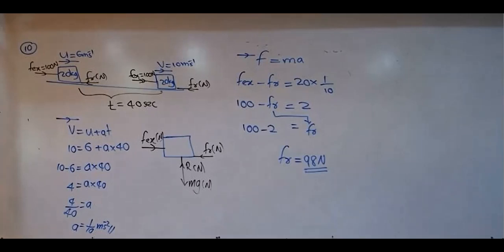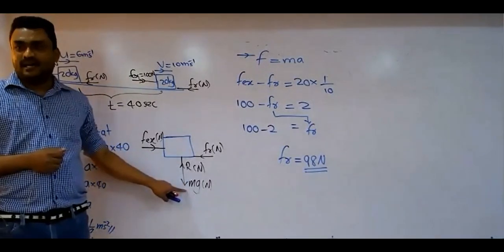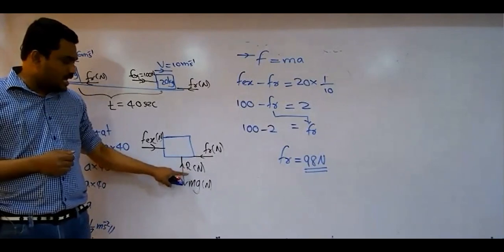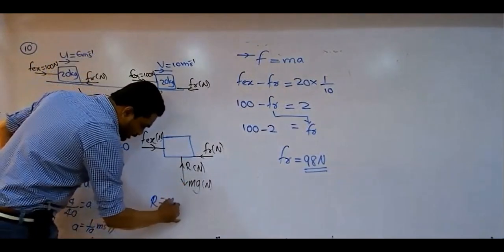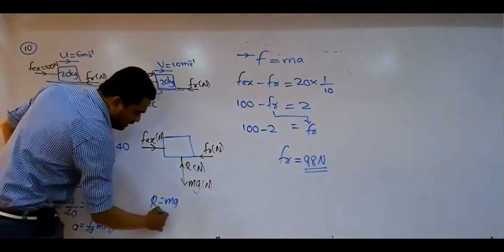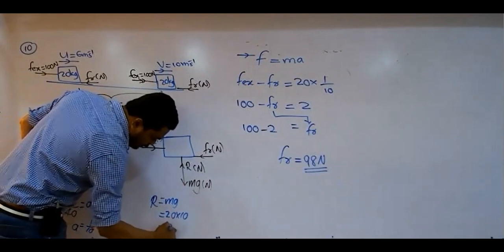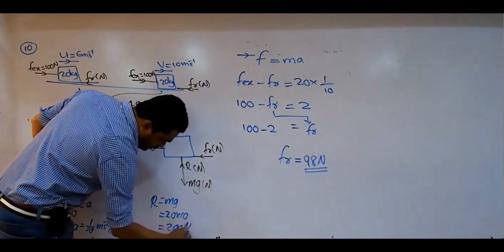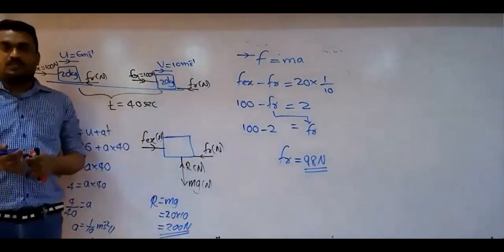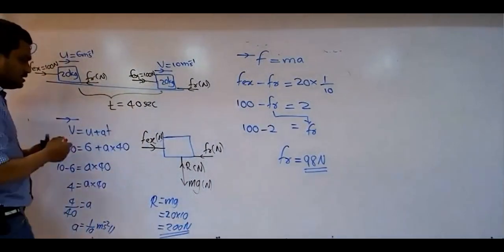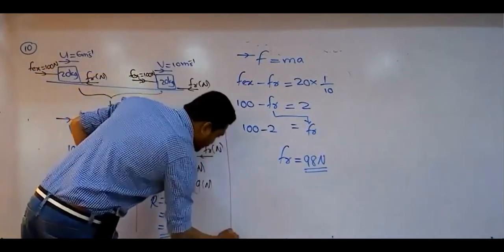So according to this diagram, the upward force should be equal to the downward force. Upward force R, downward force mg. So R should be equal to mg. m is 20, g is 10. Therefore, the normal reaction force acting on this object is 200 Newton.